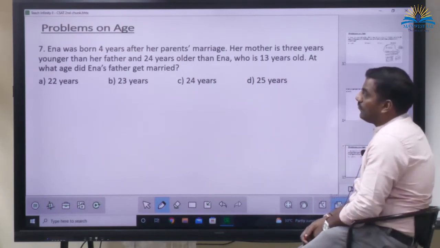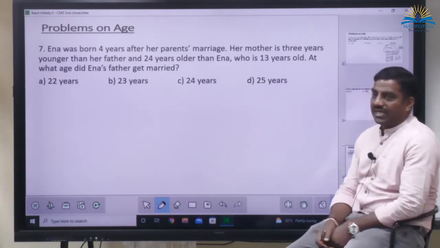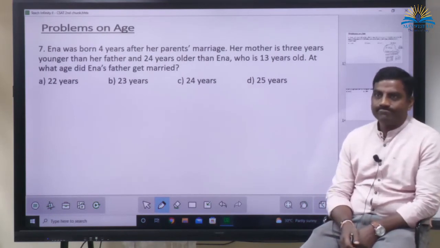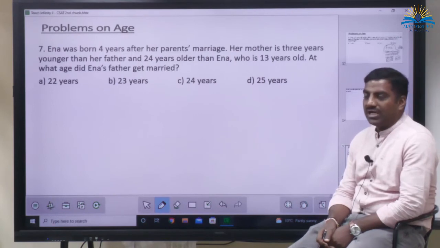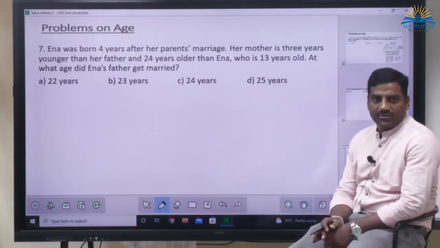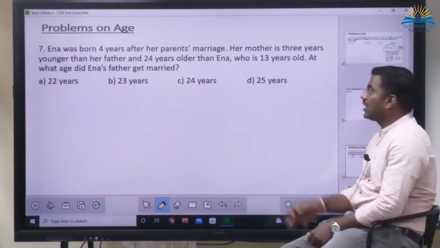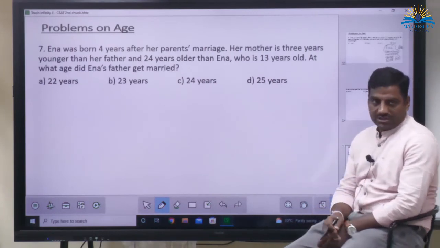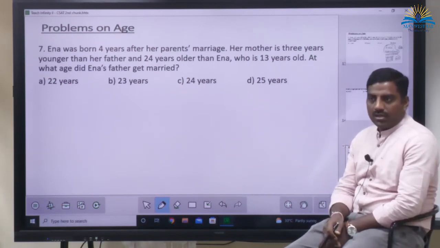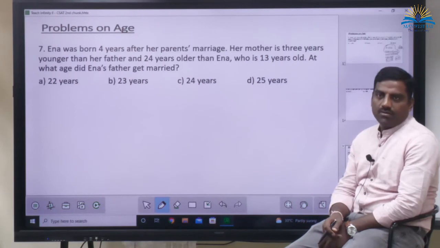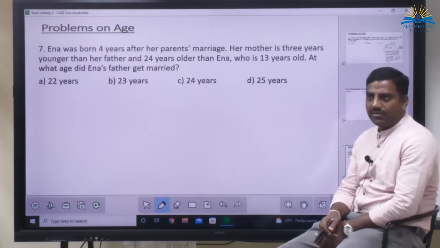Ina was born 4 years after her parents' marriage. Ina is 1 and her parents are 2. So totally 3 people are here. Can you construct any equation out of this first sentence? So I have to read the second sentence, because they have not given reference to anyone's age. If they had given, Ina is, let's say, so many years smaller than father or mother, like that, we would have written.